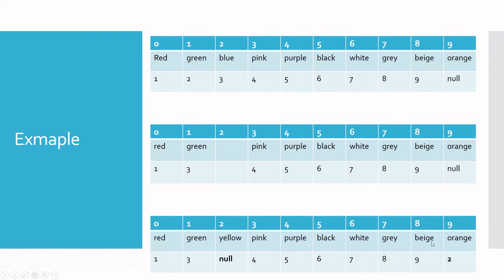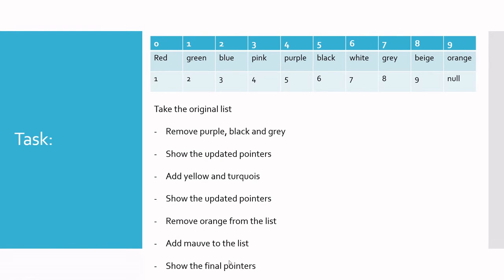So instead now of going from orange to null, orange points back to 2 where I find yellow, and that is now null. So I'm going to give you guys an example to work on. I'm going to give you this original list. You're going to remove purple, black and grey, show the updated pointers, then add yellow and turquoise and show the updated pointers again, remove orange from the list, add mauve to the list, and then show the final pointers and position of every item on the list. If you pause the video now, I want to give this a go on paper, and then I'm going to go through the answers.